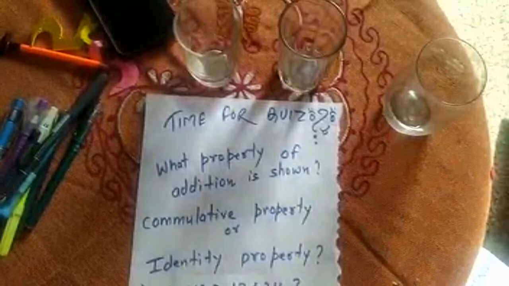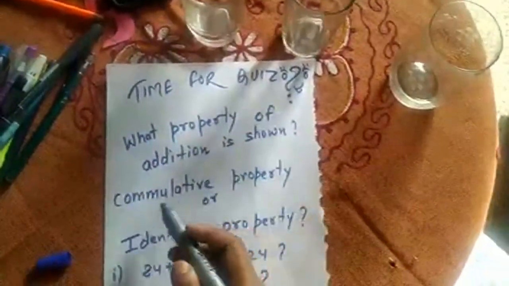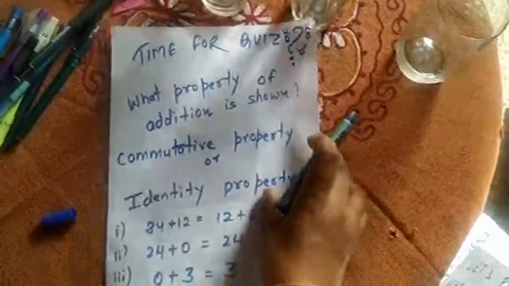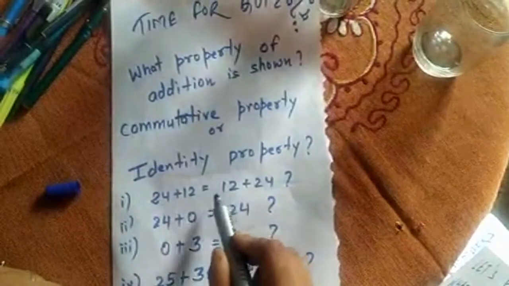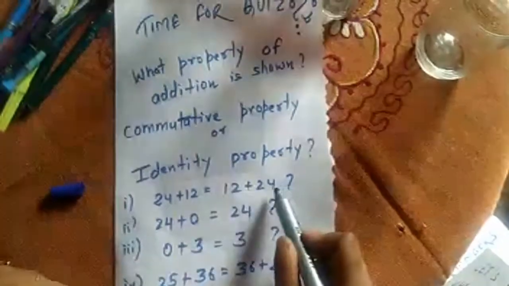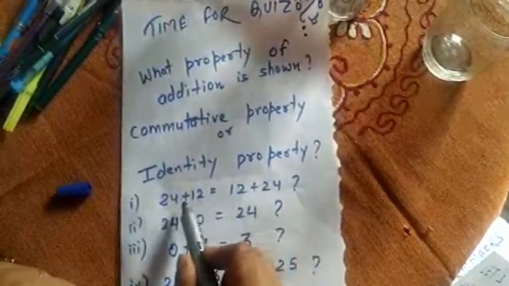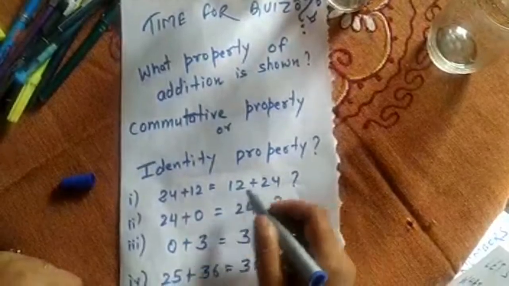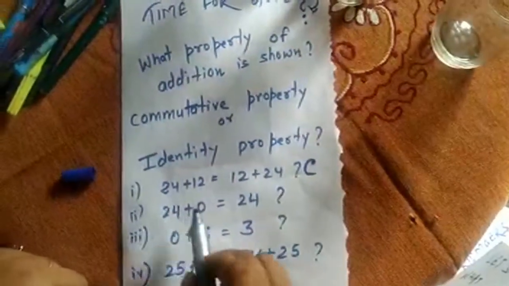Now it's time for the quiz, children. What property of addition is shown? Commutative property or identity property? Let's see question number 1. 24 plus 12 equals 12 plus 24. Here the order of the addends is changed. So which property does it show? It shows the commutative property.